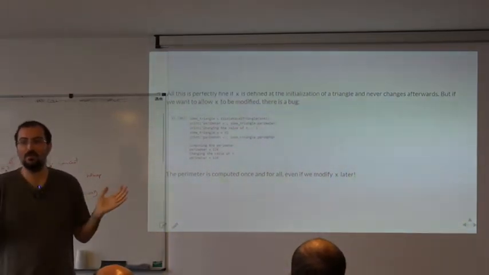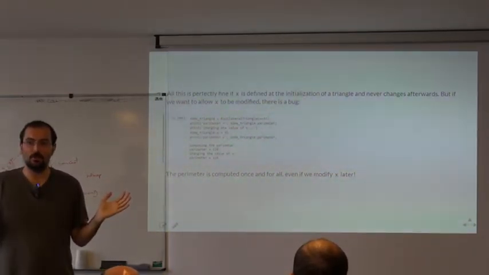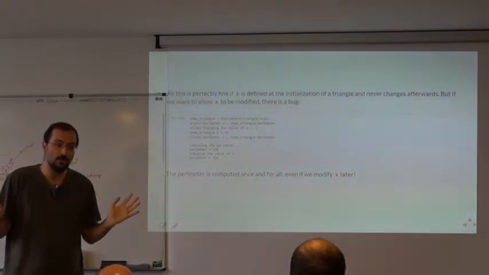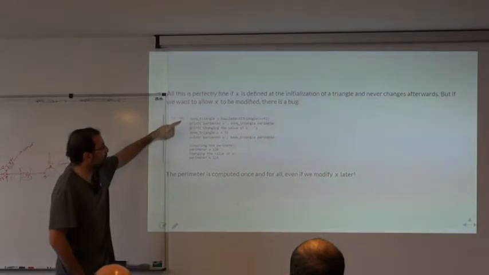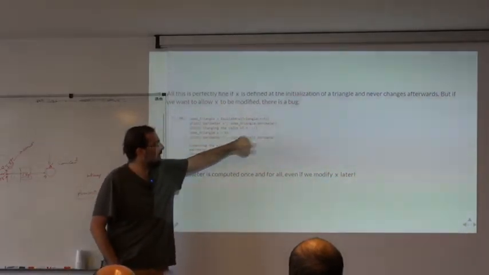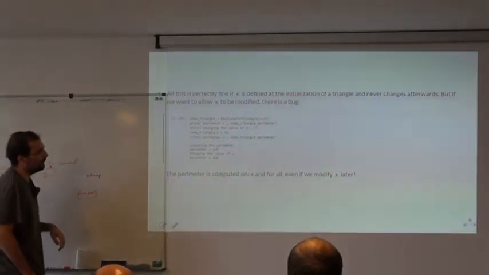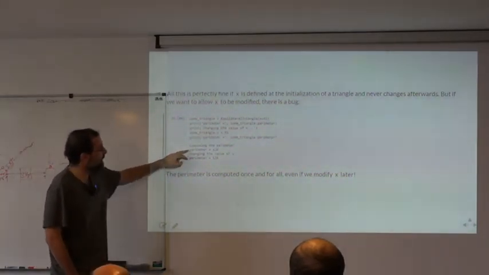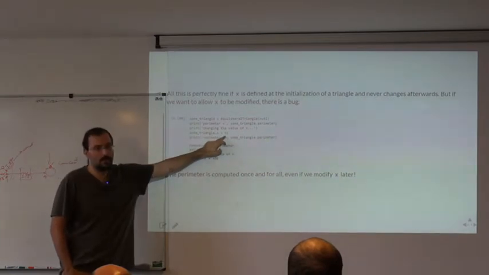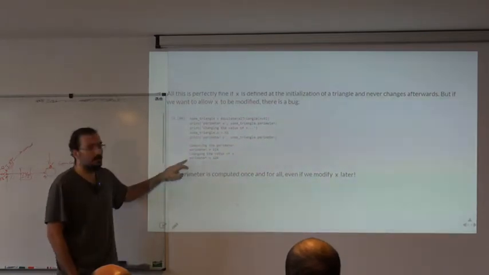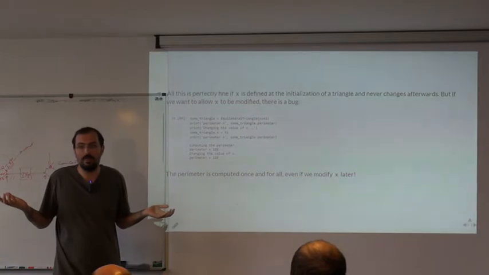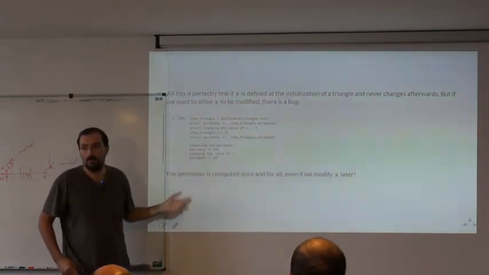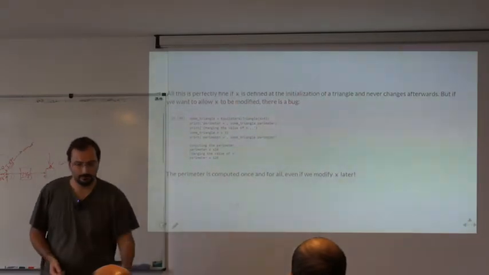Let's assume that during the life of a triangle, its size can change. So you can change the value of x. If you define an equilateral triangle of size 42, you compute the perimeter, it's 126, and you modify the value of x to be 51, and of course, since the perimeter is already known, it will not be computed again, and it keeps the old value, which is not correct anymore.